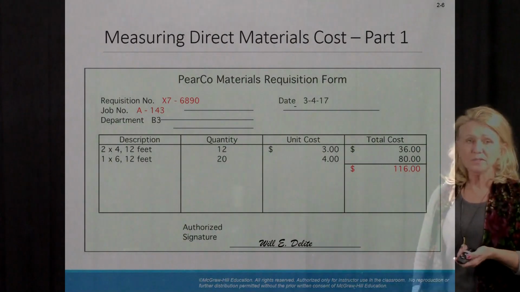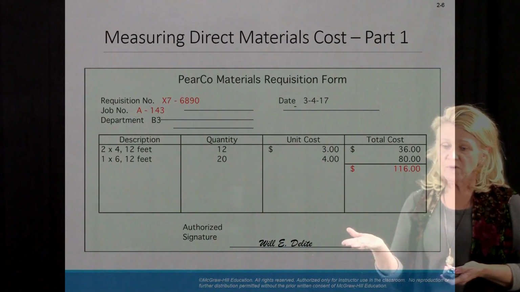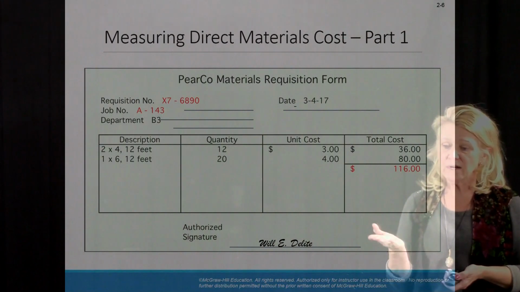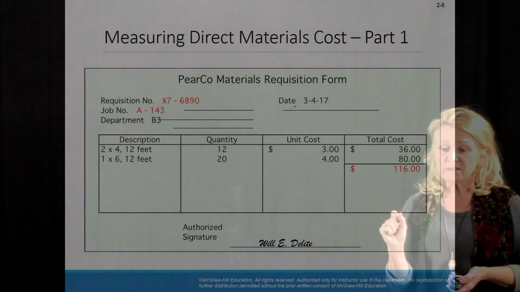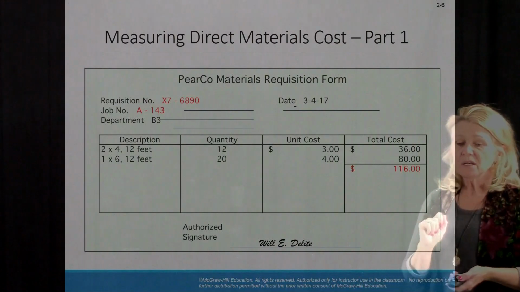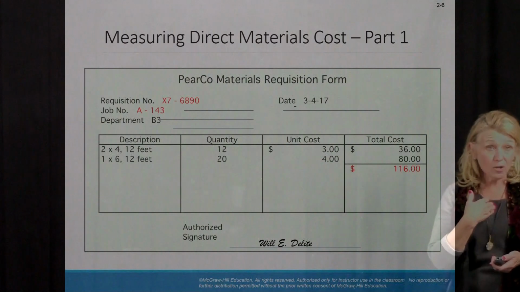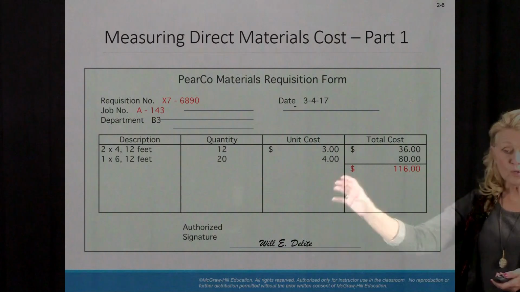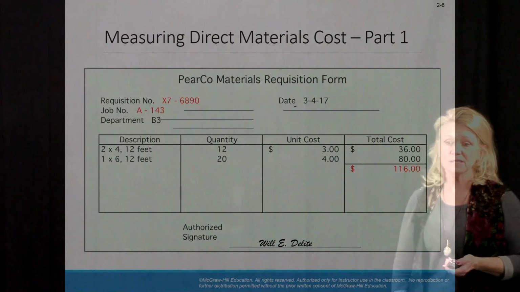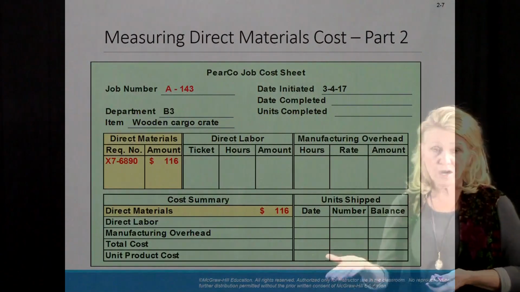So we start with direct materials, and we say that this wooden crate needs 12 feet of 2 by 4. It is 12 feet long, we need 12. 1 by 6 is 12 feet long, we need 20. So we know that we need 32 pieces of lumber. There's our total cost. This cargo crate needs $116 worth of lumber at our cost. That's what we paid for it. That's what our inventory of lumber cost us for this packing crate. So we're able to put that on our cost sheet.